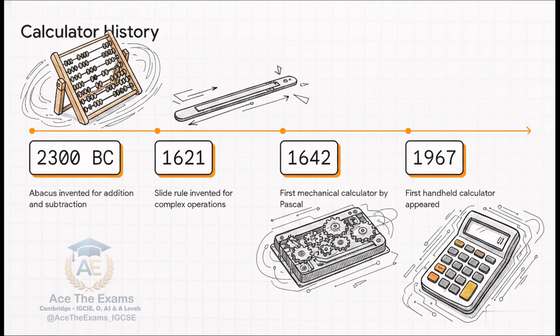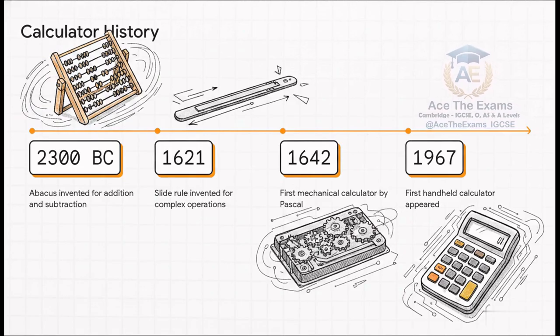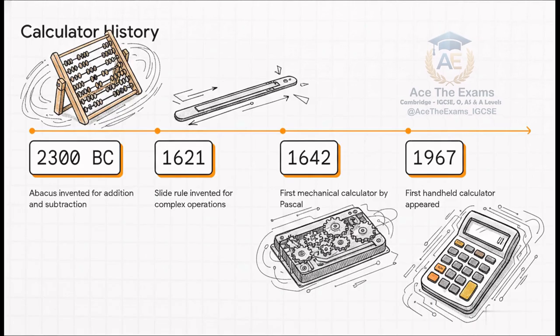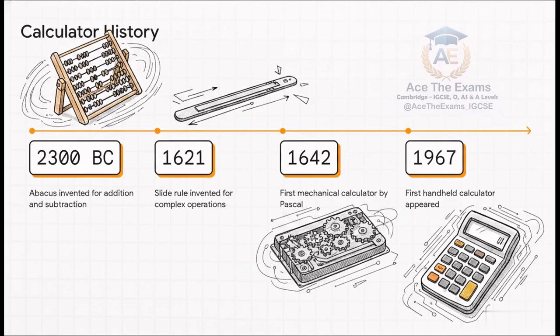It is genuinely crucial to realize that your modern GDC is the culmination of thousands of years of human ingenuity. Think about it. We have always built tools to overcome the limits of our own biological processing power. Just look at this historical timeline we've mapped out here. Between 2300 BC and 500 BC, the abacus was invented. This was the absolute workhorse for addition and subtraction, and incredibly, it's still widely used in certain parts of the world today because it's just that efficient.